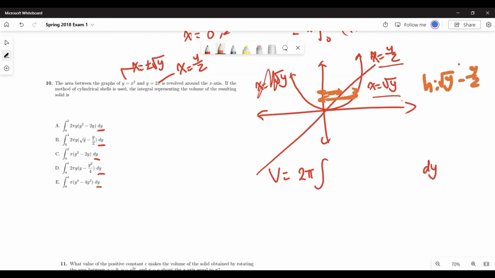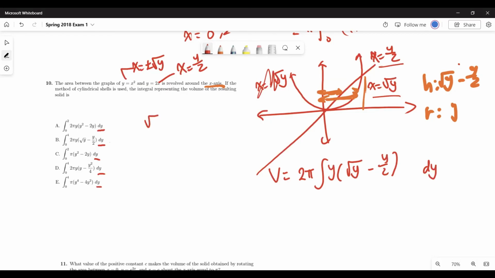So we have the height, and the radius is simply this line revolving around the x-axis, so it's just y. So this just becomes y times (square root of y minus y over 2). Okay, and we need to find the intersection point. What should we do? We set them equal to each other.